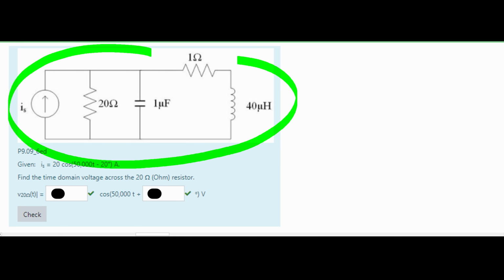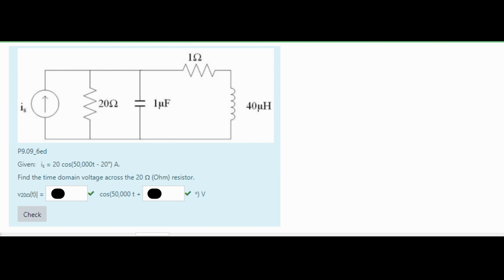In this problem, we are given the following circuit diagram here. We are also given that our current is equal to this, and we need to find the time domain voltage across the 20 ohm resistor.